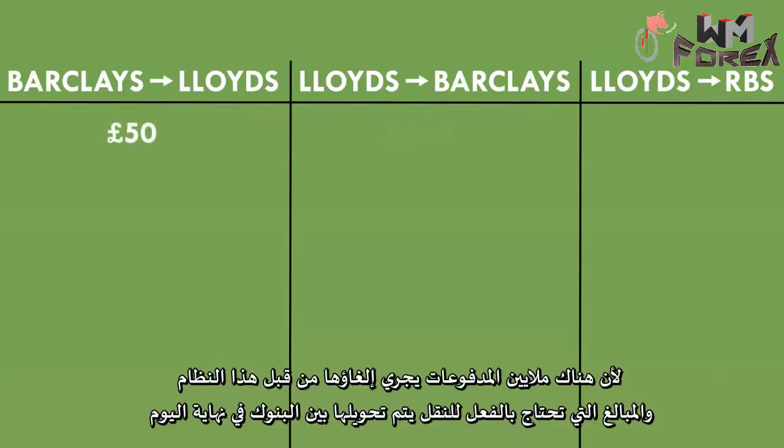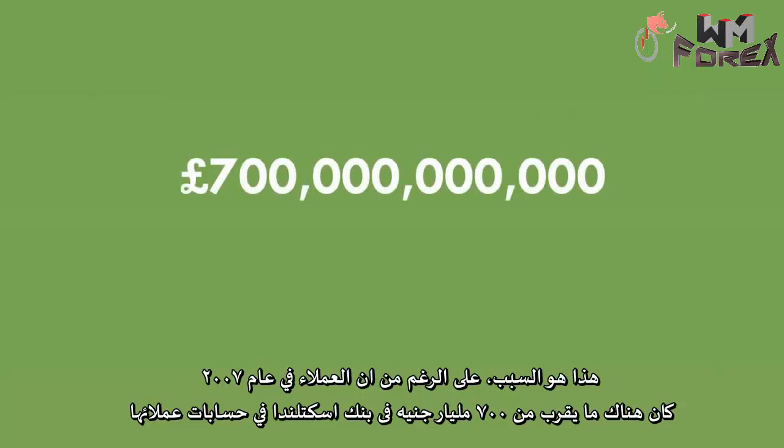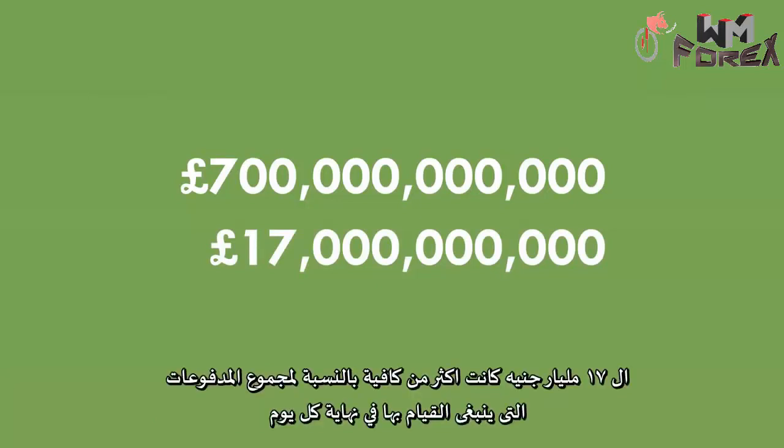Because there are millions of payments being cancelled out by this system, the amounts that actually need to be transferred between the banks at the end of the day are usually just a tiny fraction of the total value of the payments made. And this is why, even though in 2007 RBS customers had nearly £700 billion in its customers' accounts, RBS itself only had £17 billion that it could actually use to make payments on behalf of those customers. This 17 billion was more than enough for the total netted payments that it would need to make at the end of the day.